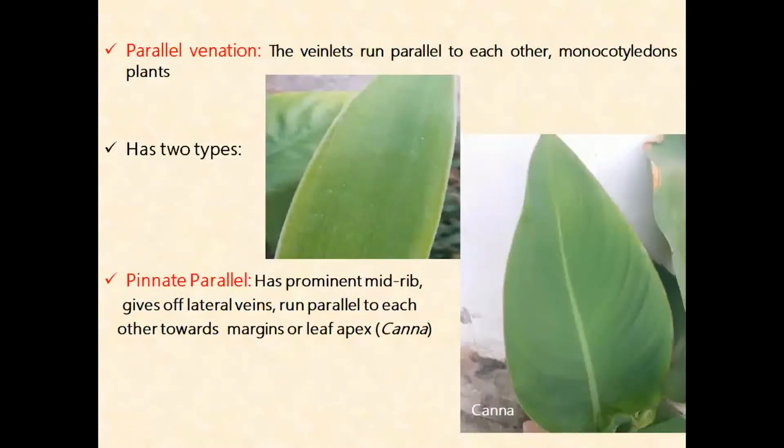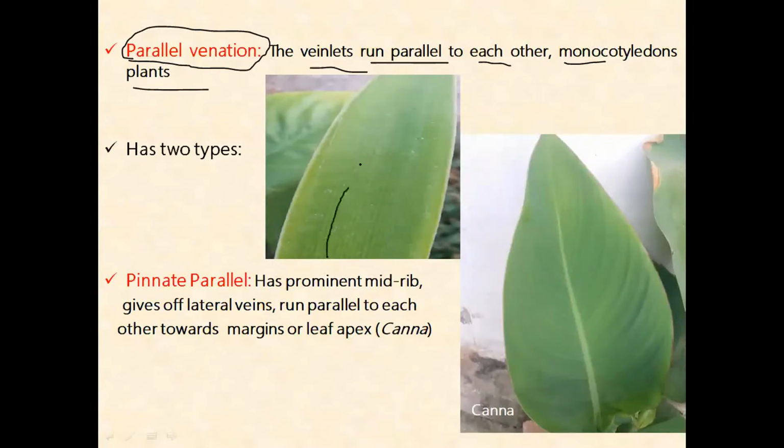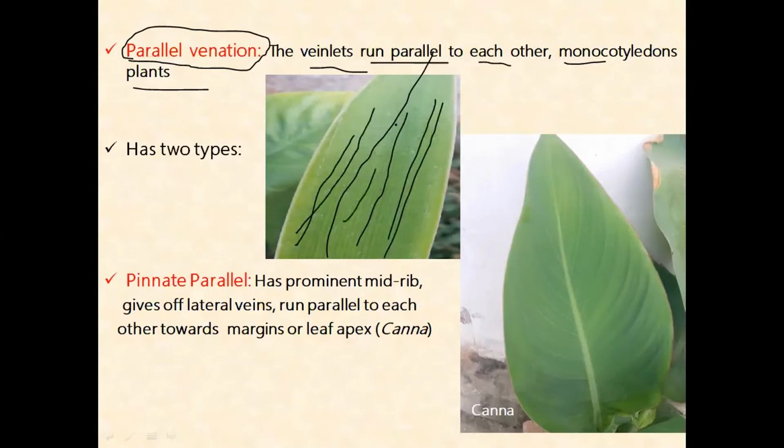The next type of venation is parallel venation. In this, the veinlets or veins run parallel to each other, and it commonly occurs in monocotyledonous plants. You can see here, these are the veins, and these are parallel to each other. So it is typically found in monocots. Parallel venation has two types. First one is pinnate parallel venation.